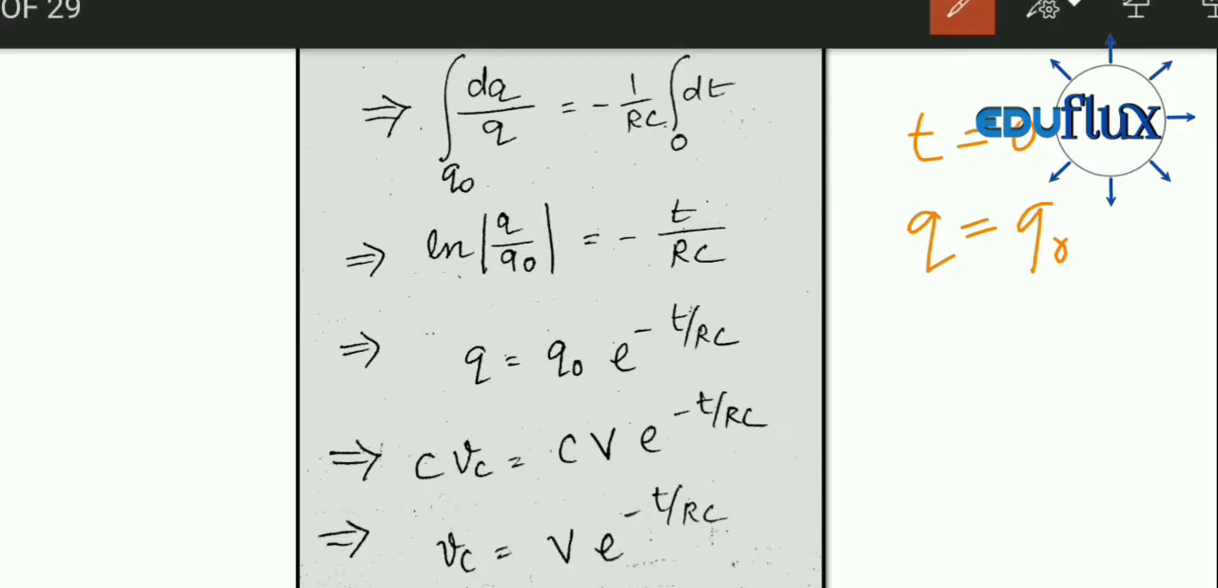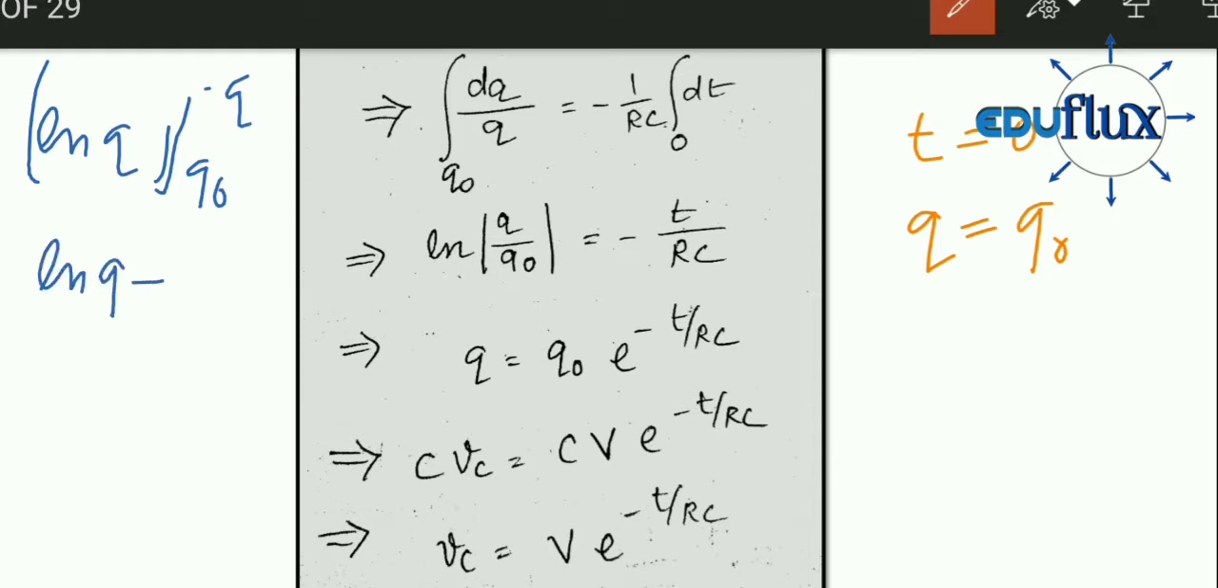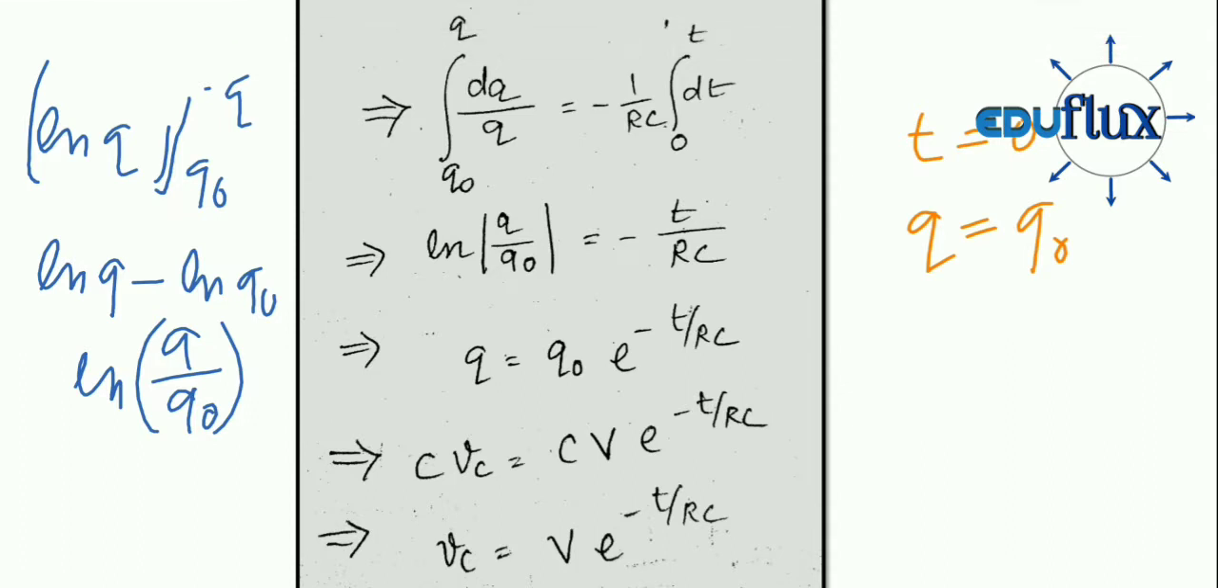How have I done that? Let me show you. There should not be any doubt. The integration of 1 by q is ln q. So ln q minus ln q naught. A minus b, that is ln of a minus ln of b, is ln of a by b. So ln of q by q naught is equal to minus t by rc. Integration of 0 to t, that is t. I don't need to explain this.